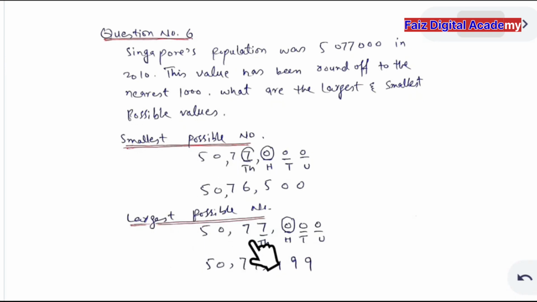When we have to find the largest possible number, this 7 is written as 7, and the next number is written as the maximum value that can make it 7, that is 4, because if we write 5, it will become 8, which is not the case here. So the maximum value over here is 4, and the next numbers are 99. So 50,77,499 is the largest possible number if it is rounded off to the nearest 1000.